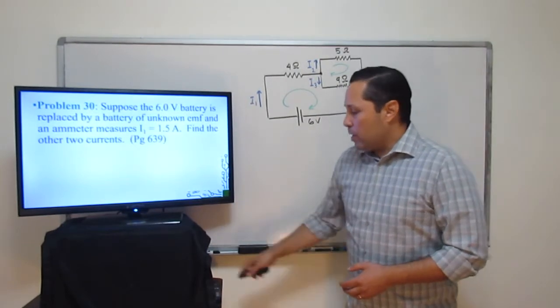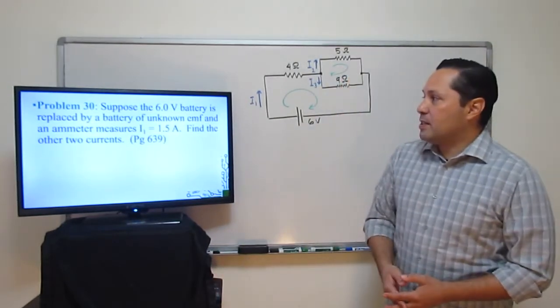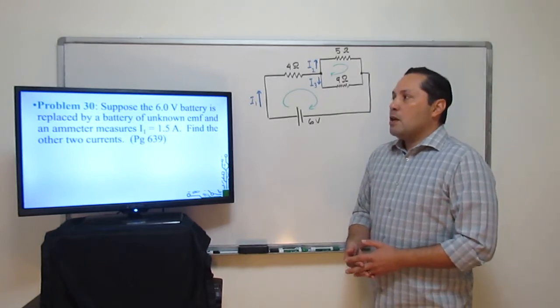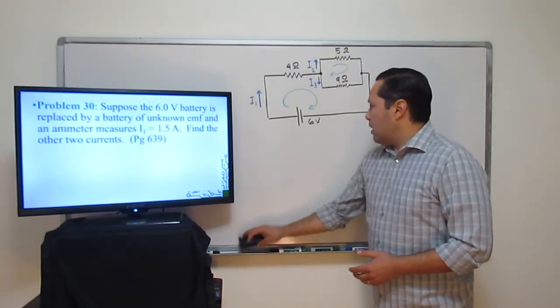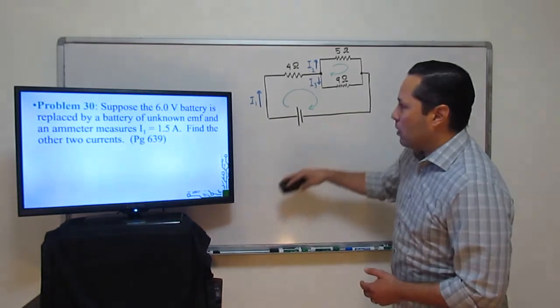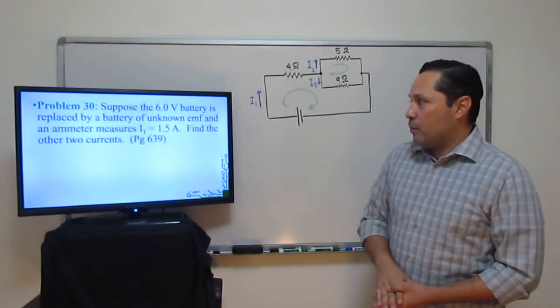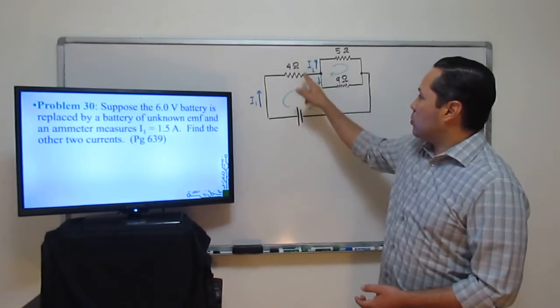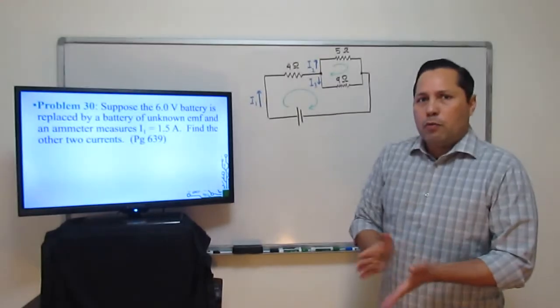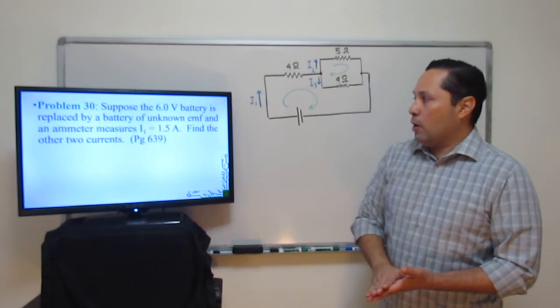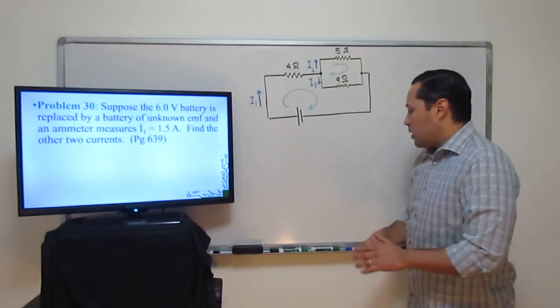Now in problem 30, we're asked the following. Suppose that the 6-volt battery is replaced by a battery of unknown EMF. So now our 6-volt battery is gone. And the ammeter measures a current for I1 equals 1.5 amperes. Find the two other currents, so I2 and I3. All right, and we're going to solve for this using Kirchhoff's law as well. So let's get to work on this one.